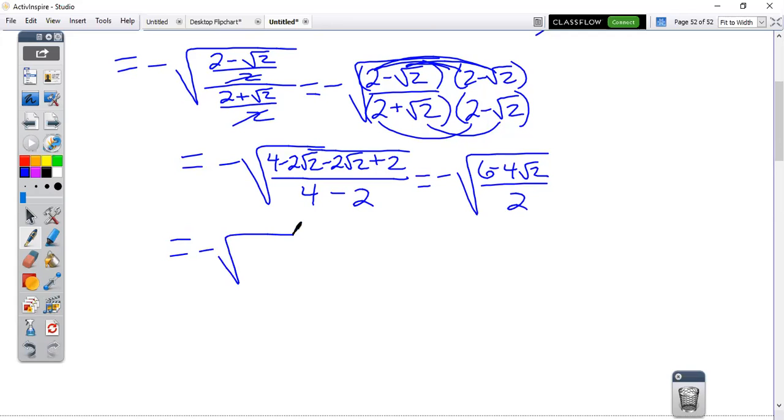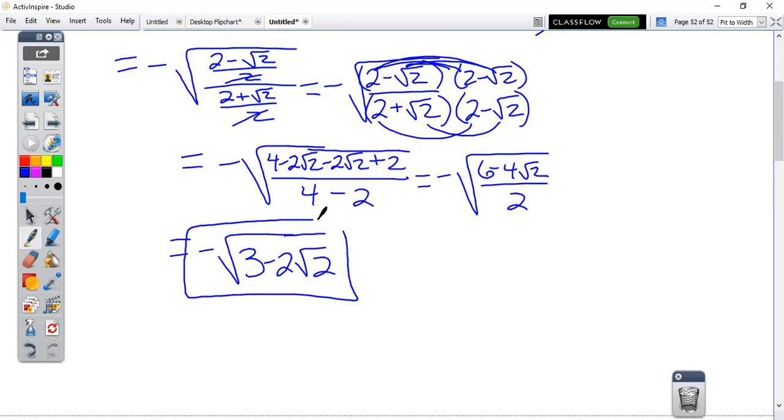6 divided by 2 is 3, last time I checked. And negative 4 divided by 2 is negative 2 square root of 2. And if we did it the square way, would we get negative 4 minus square root of 2? Because I want to make sure I'm right. The square way, yes, sir.